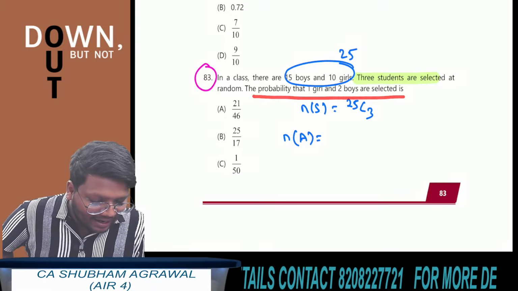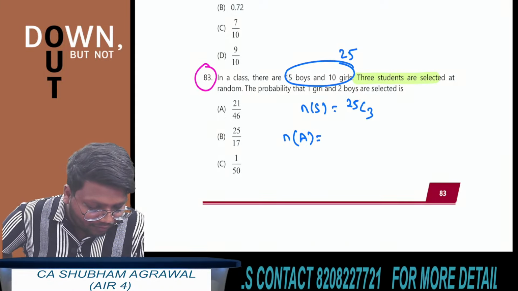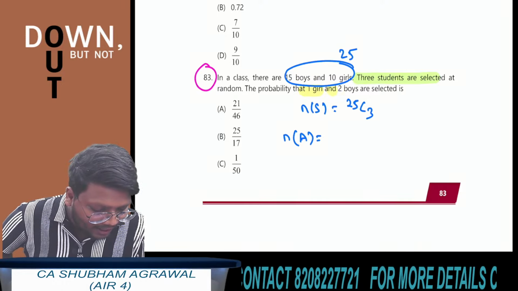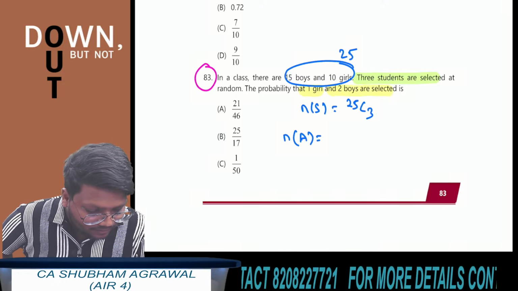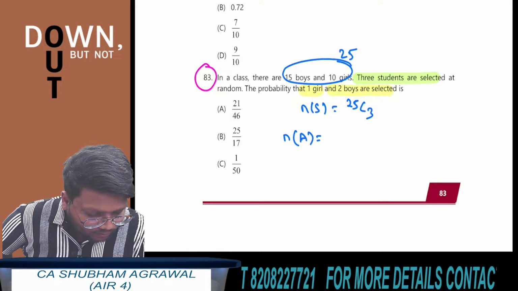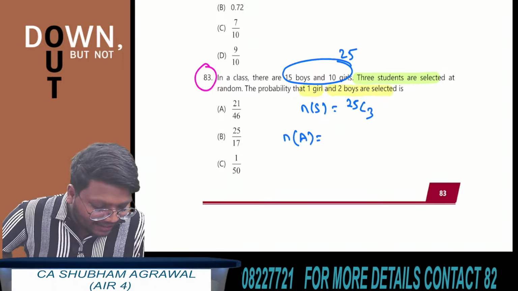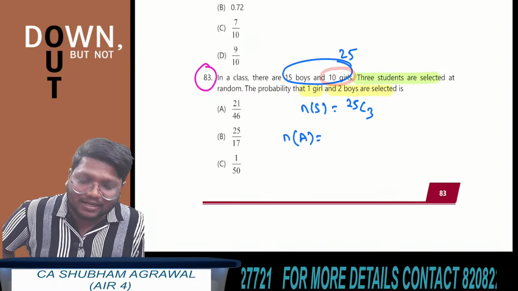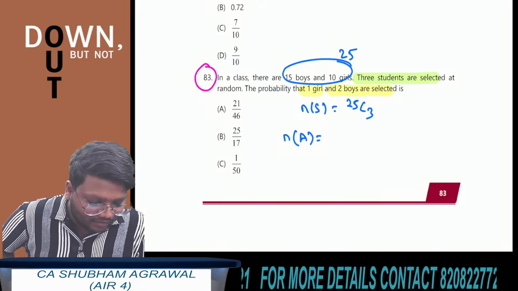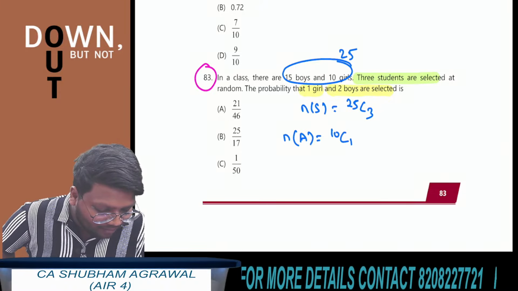Probability that one girl and 2 boys are selected. You have to find the probability that one girl and 2 boys are selected. Total 10 girls are there, and from these 10 girls, we have to select one girl. This can be done in 10C1 number of ways.